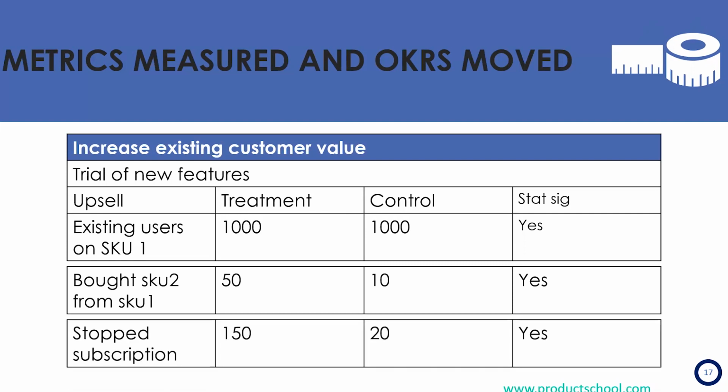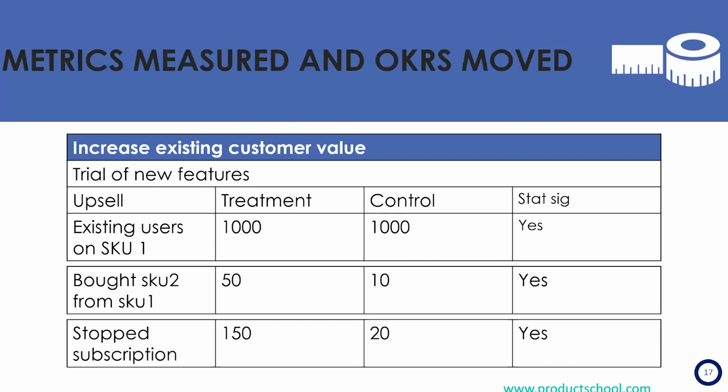The third piece of the puzzle is, because of me showing this experiment, was there any churn? Did I confuse the user to some extent, and did they end up canceling the subscription rather than buying a better SKU or sticking with what they already had? Did I lose them from my ecosystem? So that's a metric that you want to measure here as well.